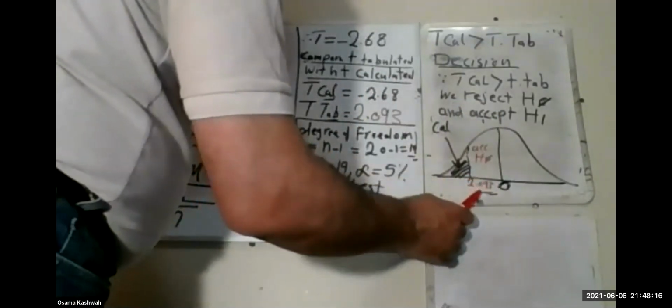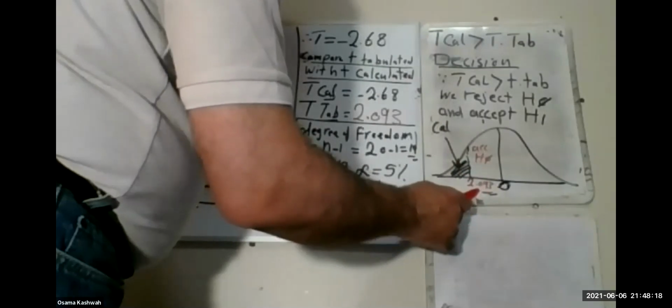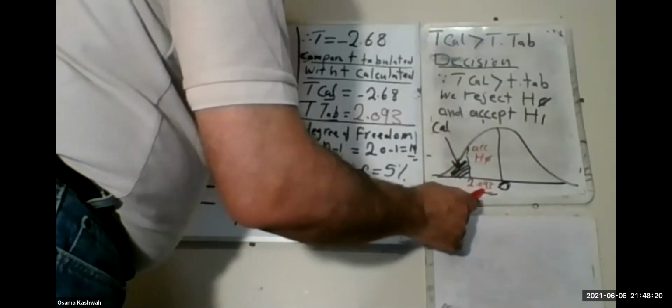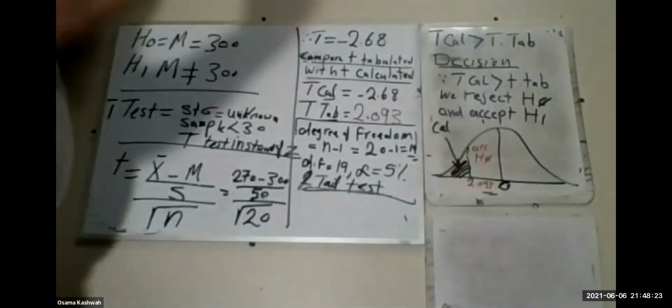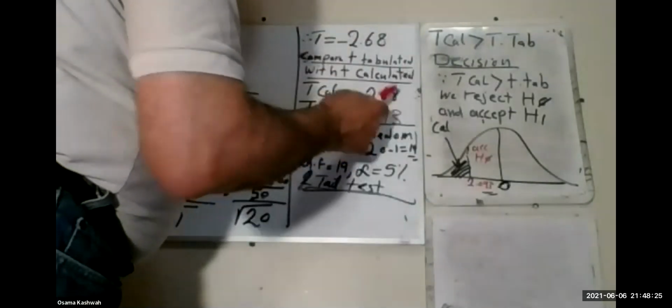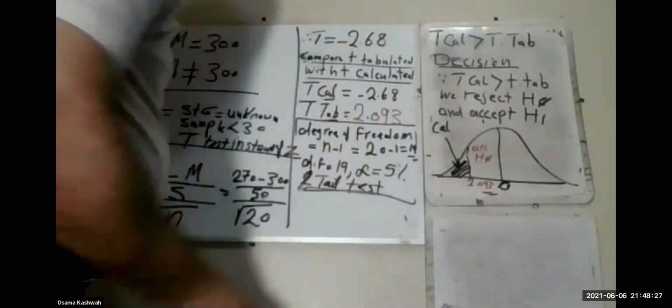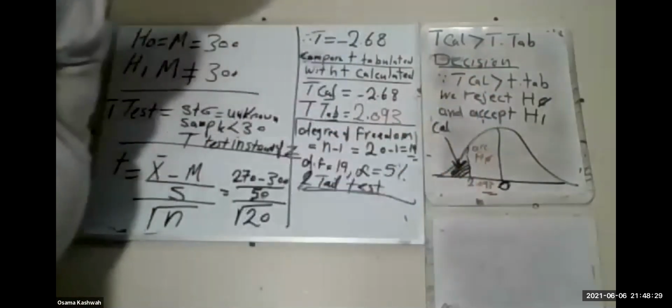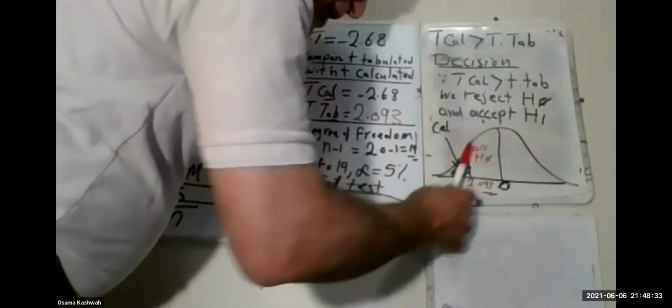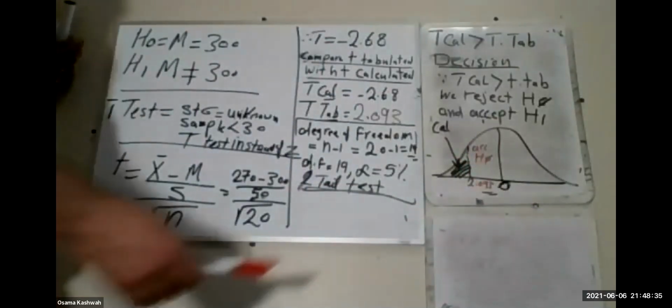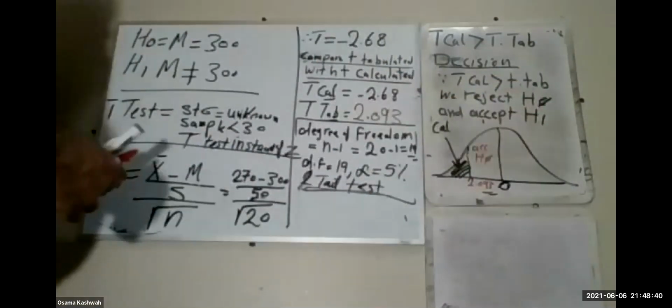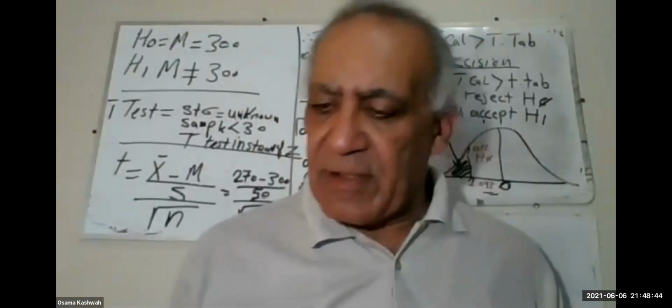For T tabulated, you can accept H0 until 2.093. But here it is more, it's 2.6. So it's out of the area of acceptance, out of the borders of the area of acceptance. That's why we rejected, and this is our decision in that case. Based on this is the answer to the question.